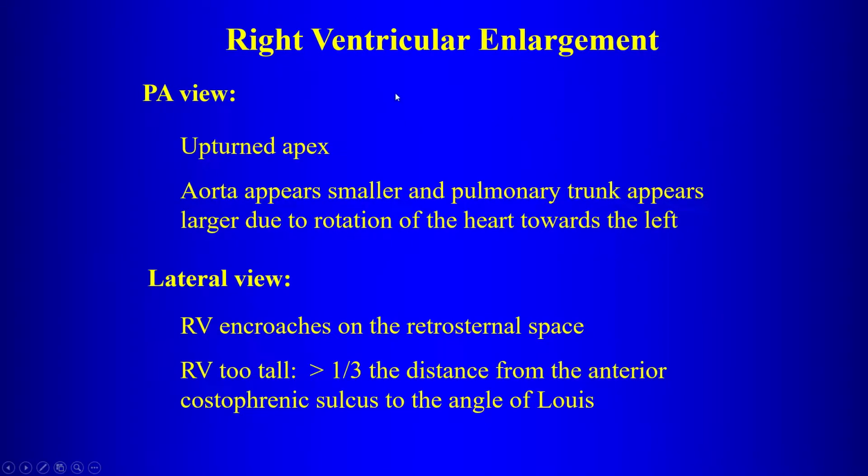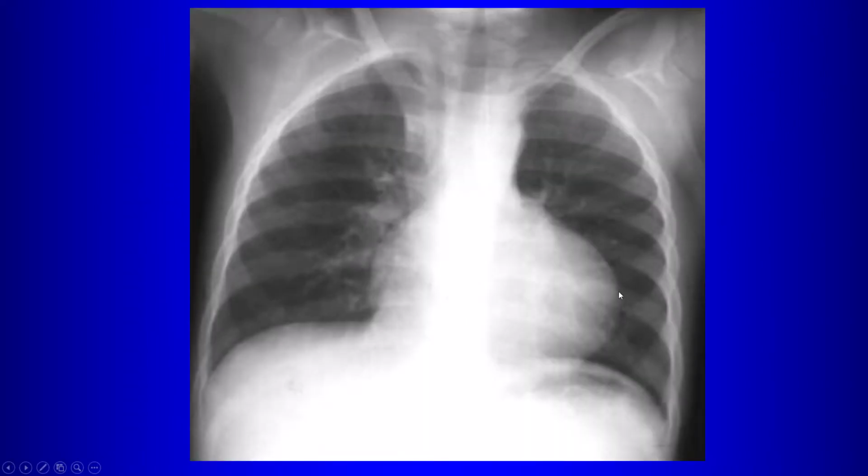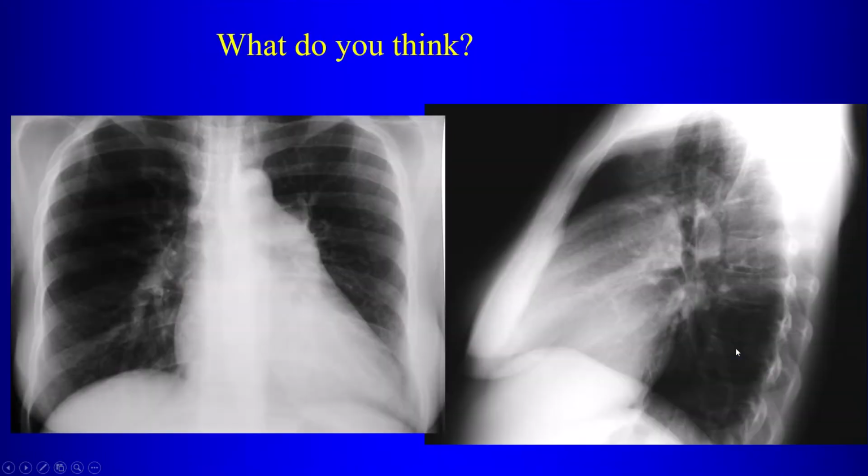So with right ventricular enlargement, we will have an upturned apex on the frontal view. And on the lateral view, the right ventricle may encroach on the retrosternal clear space, and the right ventricle may look too tall on the lateral view. So the boot-shaped heart, your typical configuration of tetralogy of Fallot.